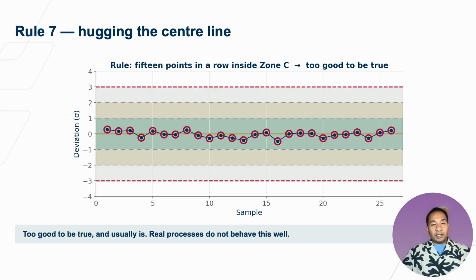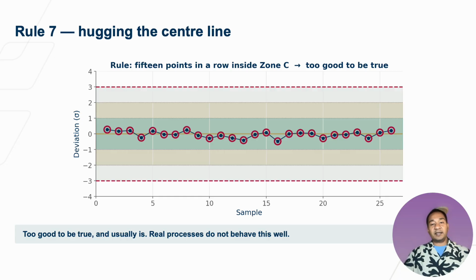Rule 7, 15 points in a row inside zone C, all hugging the center line. This alarms people the first time they see it, because the chart looks wonderfully, beautifully controlled. No excitement, everything on target. Real processes don't behave this way. If your data is genuinely normal, about 1/3 of your points fall outside 1 sigma. 15 consecutive points all inside zone C has a probability of roughly 1 in 300. So this is not a triumph. This is an anomaly, and it demands an explanation as much as a point outside the limit does.